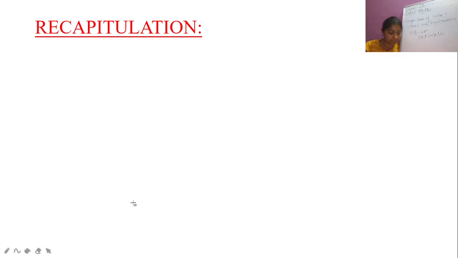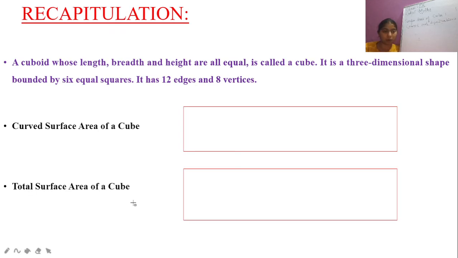Now students, let's recap what we have discussed in today's class. We have discussed a cube whose length, breadth and height are all equal, and it is 3 dimensional, bounded by 6 equal squares, with 12 edges and 8 vertices, right? So what are the values for it? The curved surface area is 4A squared, right? And the total surface area is 6A squared.